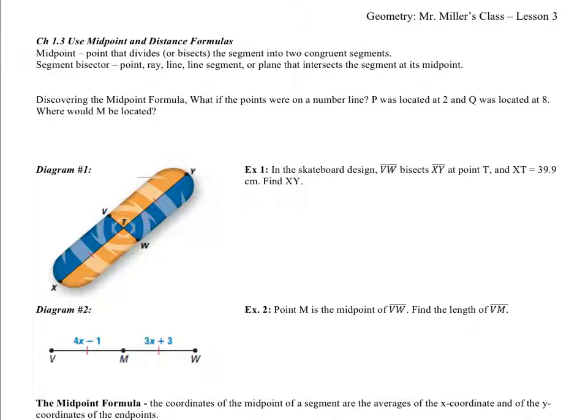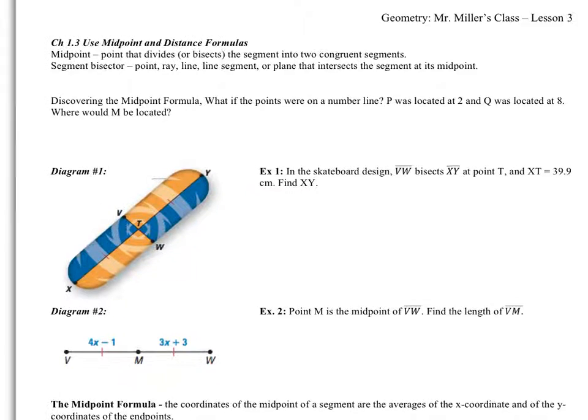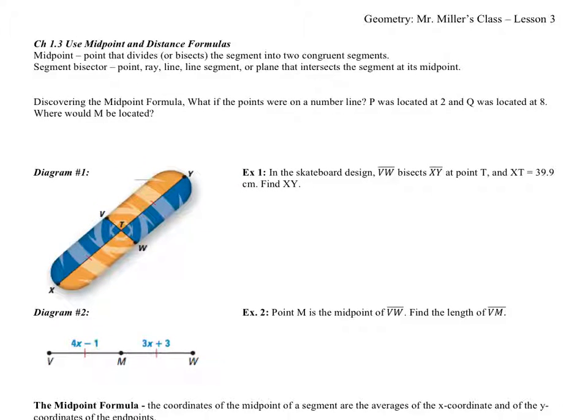Chapter 1, Section 3, using the midpoint and distance formula. Today we're going to look specifically at the midpoint and how we discovered that. So the first thing, definition-wise, we have two definitions at the very beginning. We have midpoint and segment bisector. So these two up here.